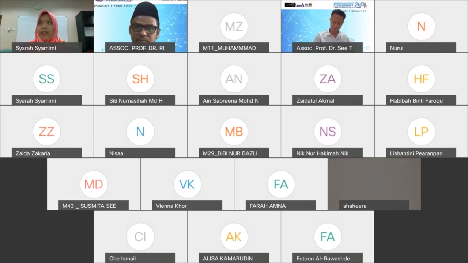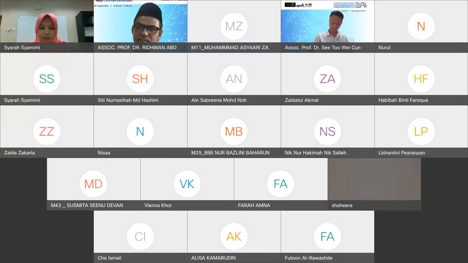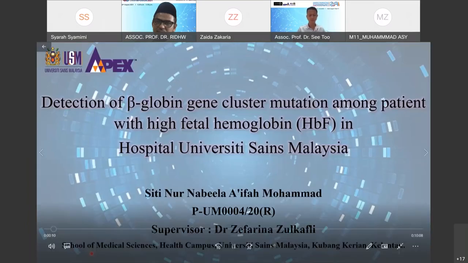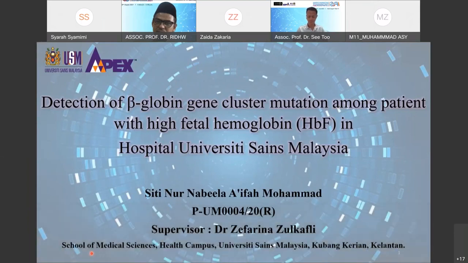Group that exists in the country. 8,681 as a thalassemia patient registered with the Malaysia Thalassemia Registry in 2018. My name is Siti Nabila Aifa binti Muhammad from USM. Today I want to share about detection of beta globin gene cluster mutation among patients with high fetal hemoglobin, known as HbF, in Hospital University Science Malaysia.